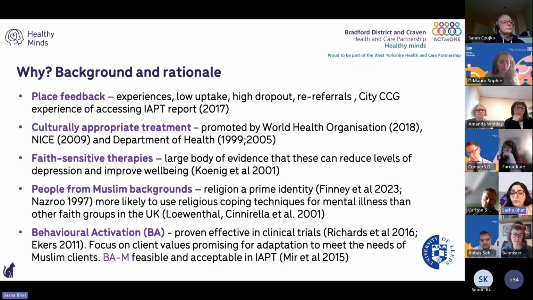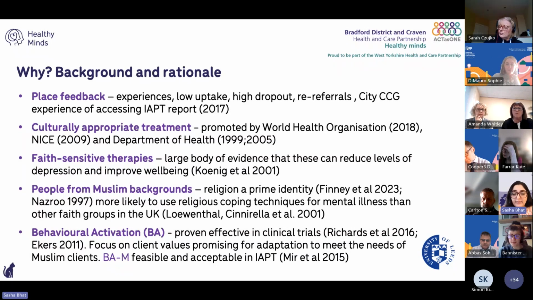There's also a lot of research that's taken place around people from Muslim backgrounds and the role that Islam, the role that their religion plays in their identity, and what that means in terms of their religious coping mechanisms, whether that's for mental health or other health ailments, and comparisons of that to other faith groups. That gave us a bit of understanding of how we wanted to approach the issues highlighted in that report from 2017.